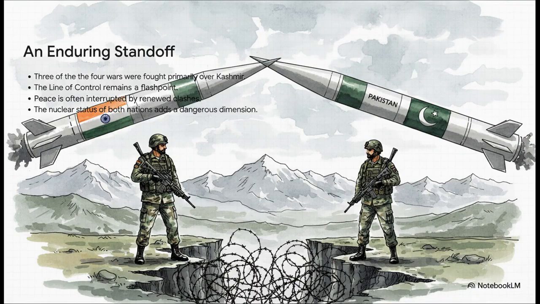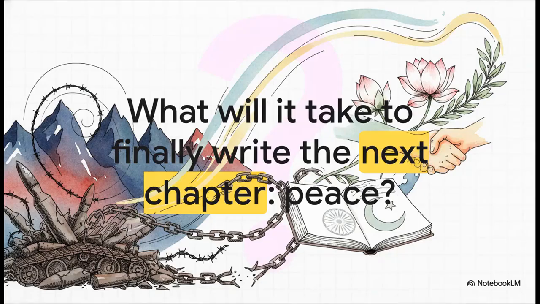And this is pretty much the state of play today. Kashmir is still the central point of contention, the line of control is still a site of regular clashes, and looming over all of it is the fact that both countries have nuclear weapons, which makes any future conflict incredibly dangerous for the entire world. You know, decades of war have proven that military solutions seem to only lead to more tension. And that leaves us with the ultimate question. After all this, what is the path forward to a lasting peace?